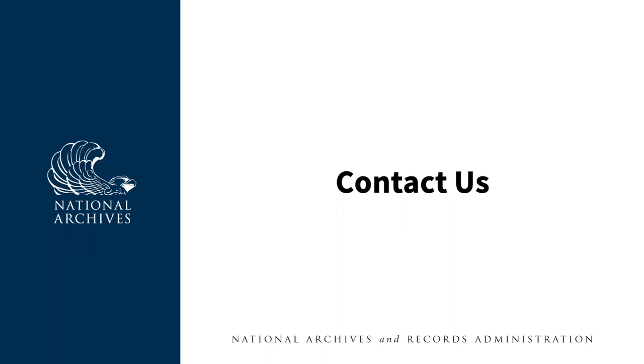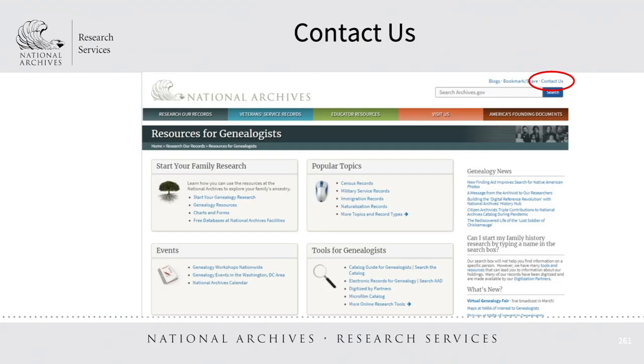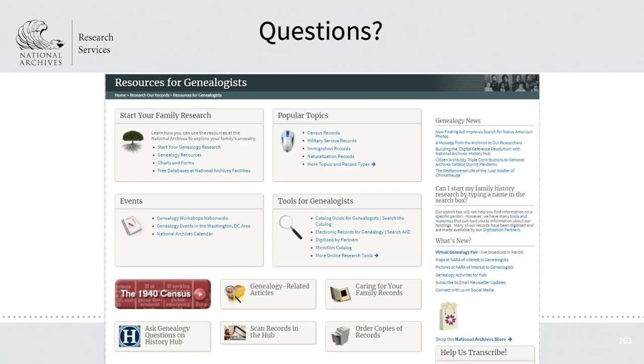So lastly, I want to point out the Contact Us link that's available in the upper right-hand corner on all the pages on archives.gov. You can easily reach NARA with suggestions on improvements, or to ask questions, or to report issues that you find online. We welcome your feedback. Okay, so that's a quick whirlwind tour of some of the features you'll find for genealogy on archives.gov. Again, everything I have shown you is available starting from this genealogy main page.